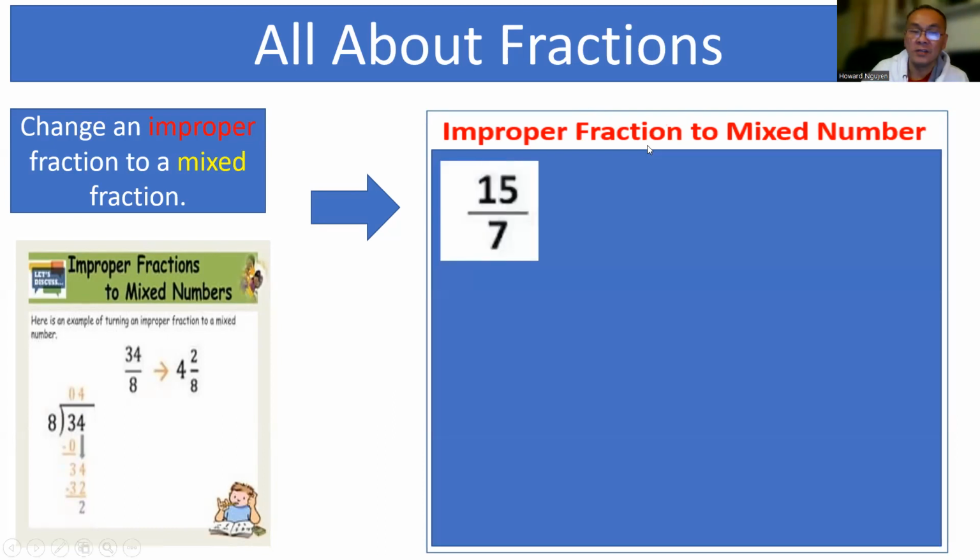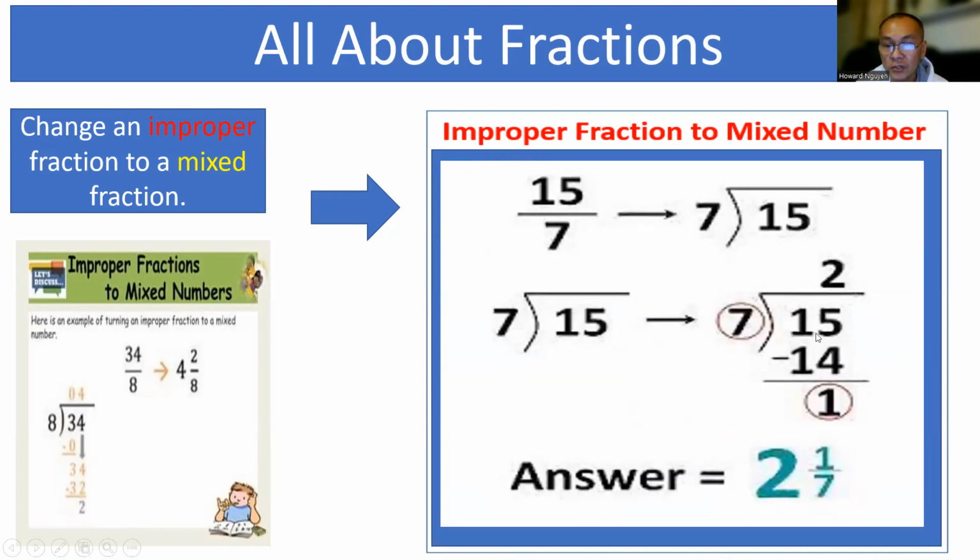All right, do this by yourself. Change 15 over 7 to a mixed number. So what do you have to do? If you say divide, you are so right. So I'm going to take 15 here, and set it up like that, divided by 7. What times 7 gives you 15 or closest to 15? If you say 2, 2 times 7 is 14. 15 minus 14 is 1. Okay? So 1 is your remainder.